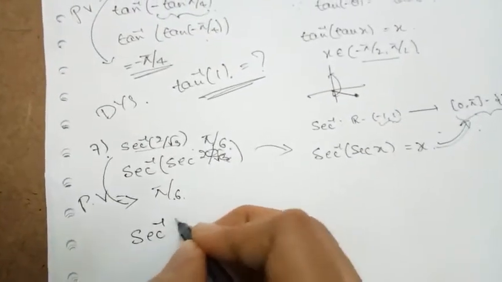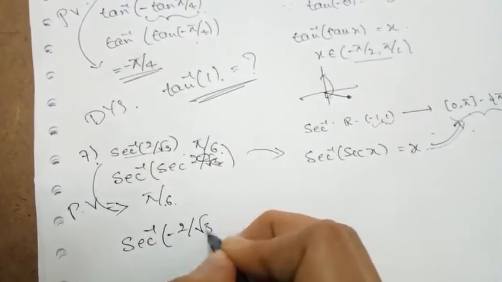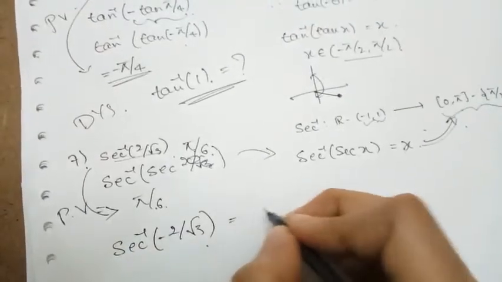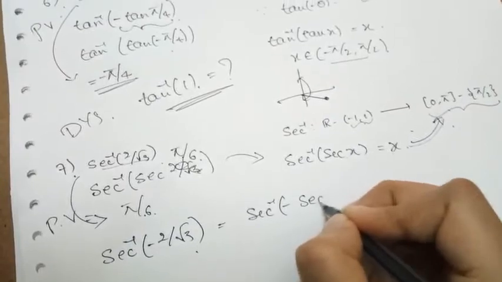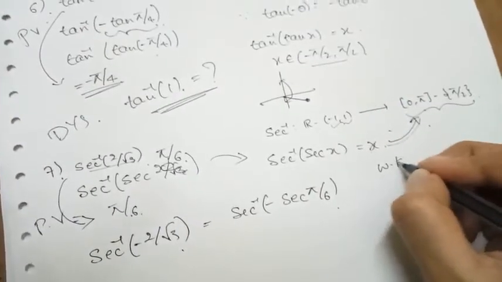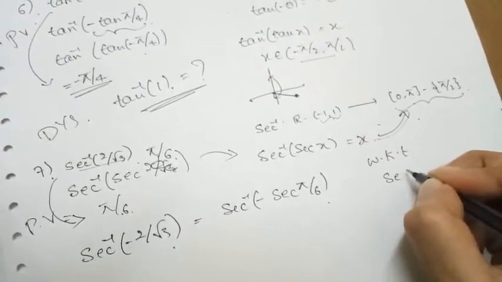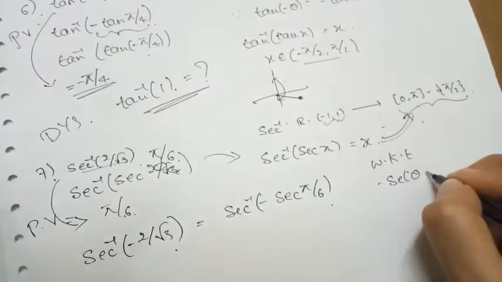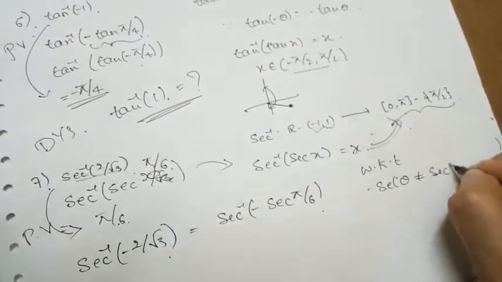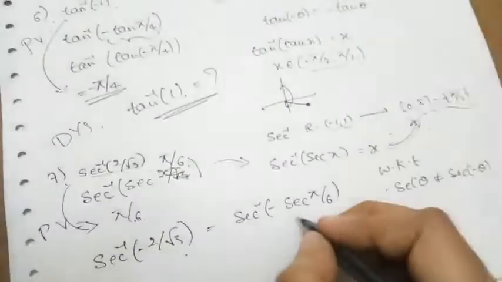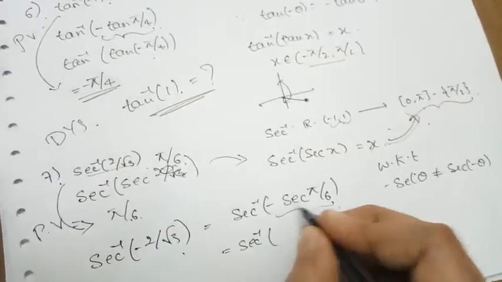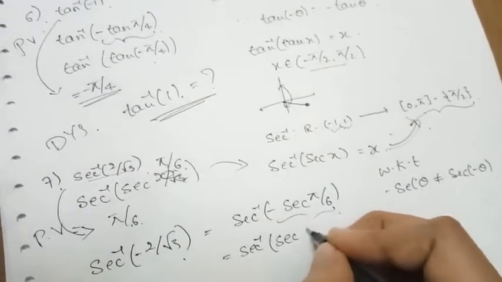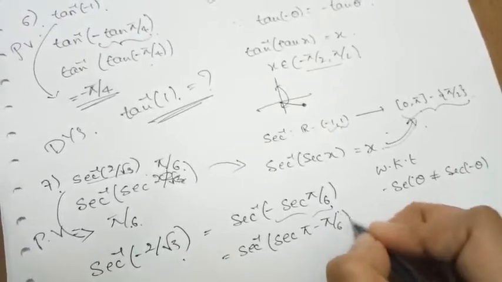So similarly, doing it for minus 2 by root 3, I can write it as secant inverse of minus secant pi by 6. And we know that minus secant theta is not equal to secant of minus theta. So I am replacing minus secant pi by 6 with secant of pi minus pi by 6.